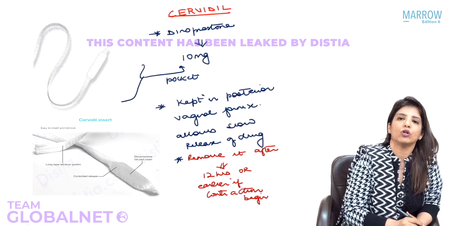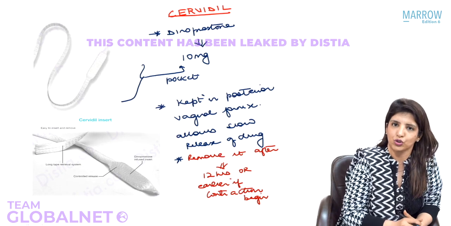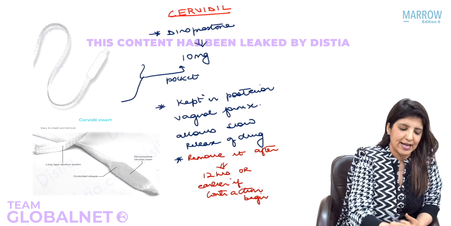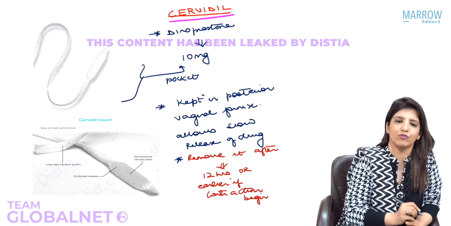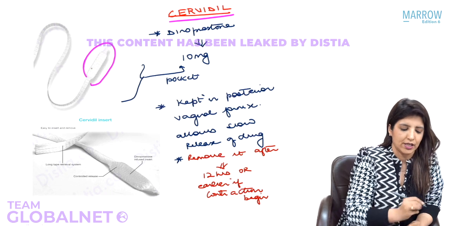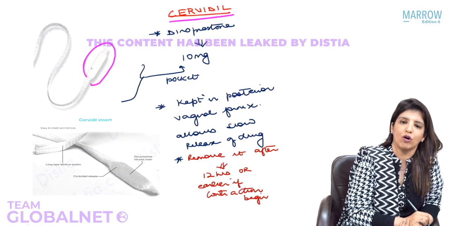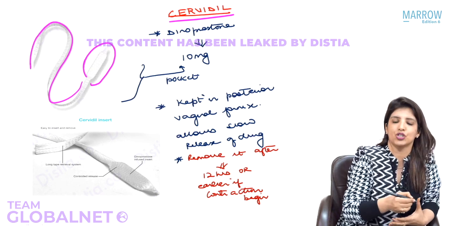These days, we also have a slow release formulation of dinoprostone. So this is called Cervidil. Cervidil has 10 milligrams of dinoprostone. And this is a pocket, in this pocket, you have 10 milligrams of dinoprostone, and this over here is the thread for easy insertion and removal.